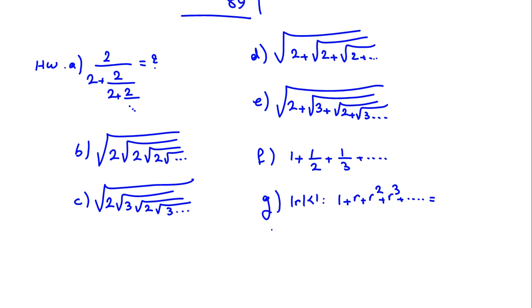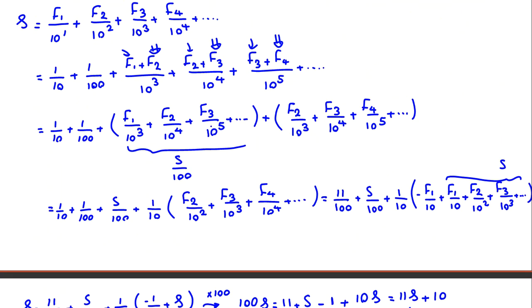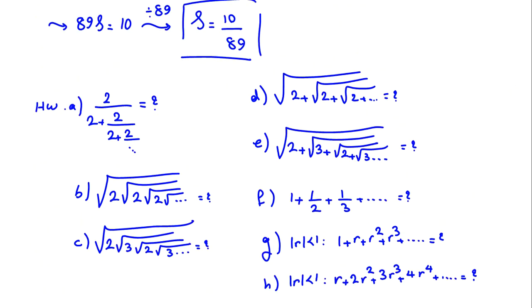And next part, if absolute value of R is less than 1, try to find R plus 2R squared plus 3R cubed plus 4R to the 4, and so on. It has two solutions, try to also find this. Okay, look, all these problems have a background idea, and the idea is exactly the idea I've told you here. Find it inside itself. In all these problems, you should find it inside itself.